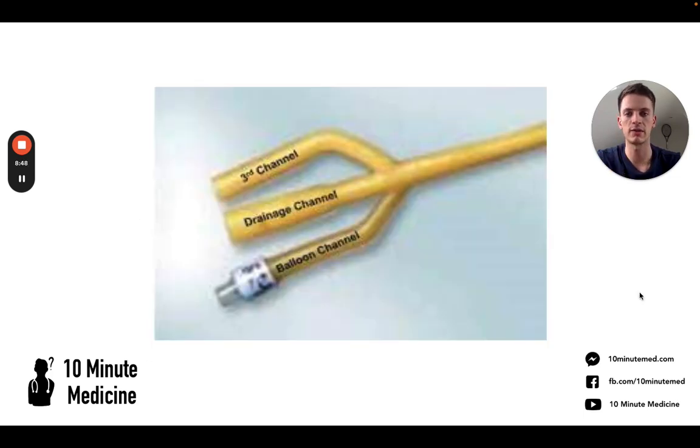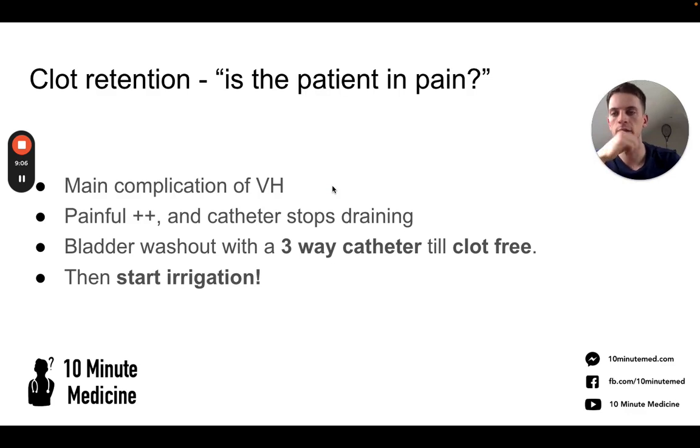So this is a 3-way catheter, so you've got an extra channel here, which is the irrigation channel to allow fluid to drain into the bladder, and then drain out of the catheter to allow that blood to continue draining and not form clots. Clot retention. So you need to ask, is the patient in pain? That is probably the most important question here, and it's one of the main complications of visible haematuria. It's very painful, and the catheter will stop draining, and you need to do bladder washouts with a 3-way catheter till the clots aren't forming, and then start irrigation.